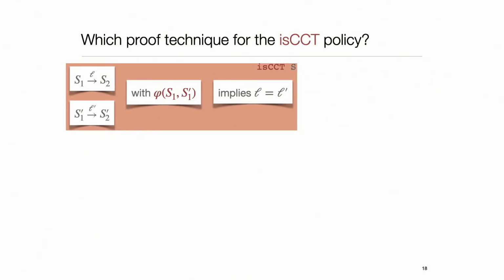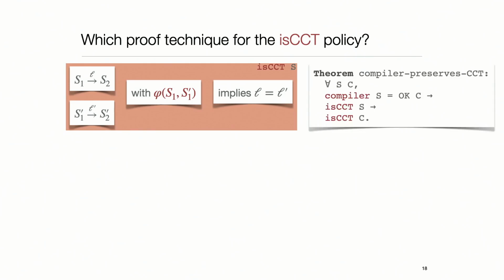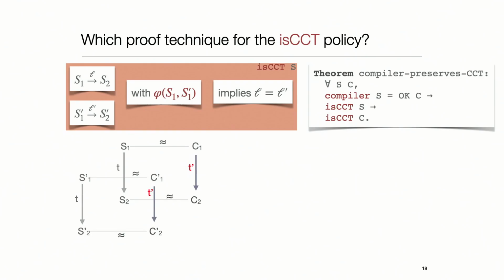So maybe the most intuitive and the most general way of proving this property is as follows. This is a theorem we need to prove. Our goal is to prove that the compiled program is cryptographic constant time, and so we need to consider two executions of this program. And because we have two executions, the intuitive idea is to say, okay, I need one simulation for each execution, but that's not enough because I also have indistinguishable states.